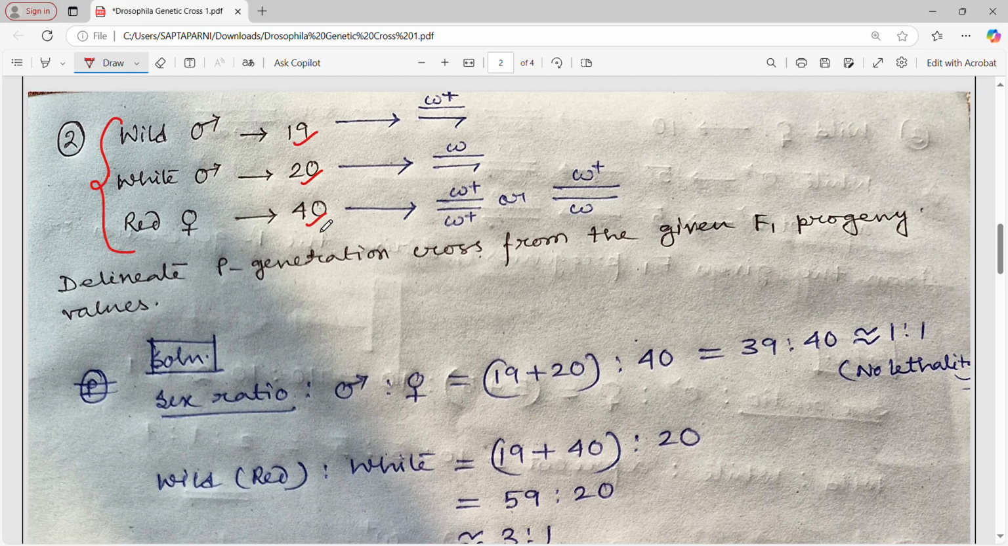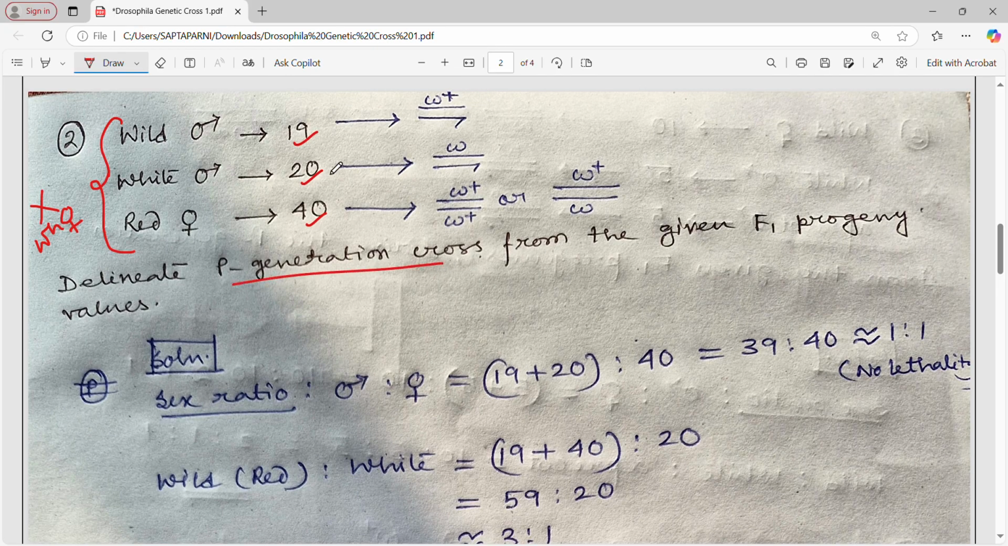Okay, so first of all, see here, there is no white female here. Okay, that is the important thing to notice. There is no white female here. Now from this you have to delineate the P generation cross.